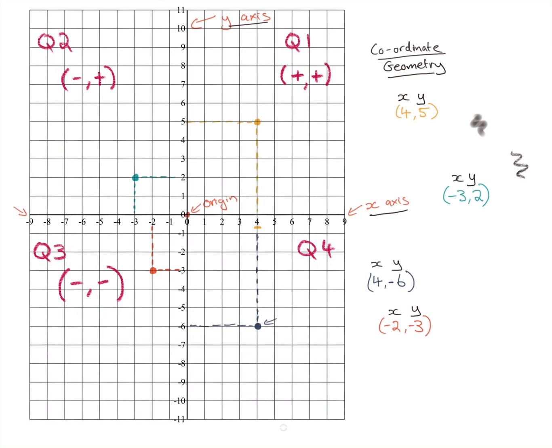Okay, so both numbers in quadrant 3 will be negative. And in quadrant 4, the first number, the x number, will be positive, and the second number will be negative.